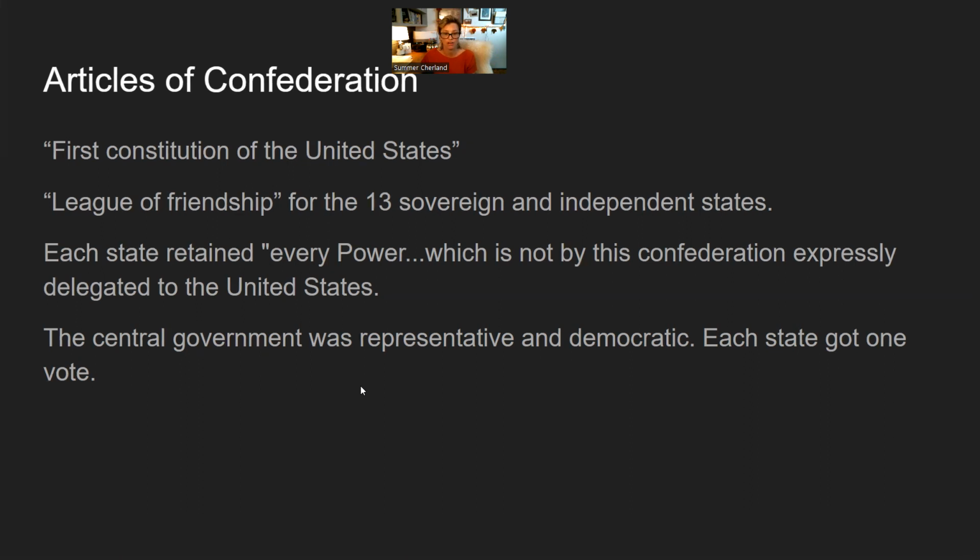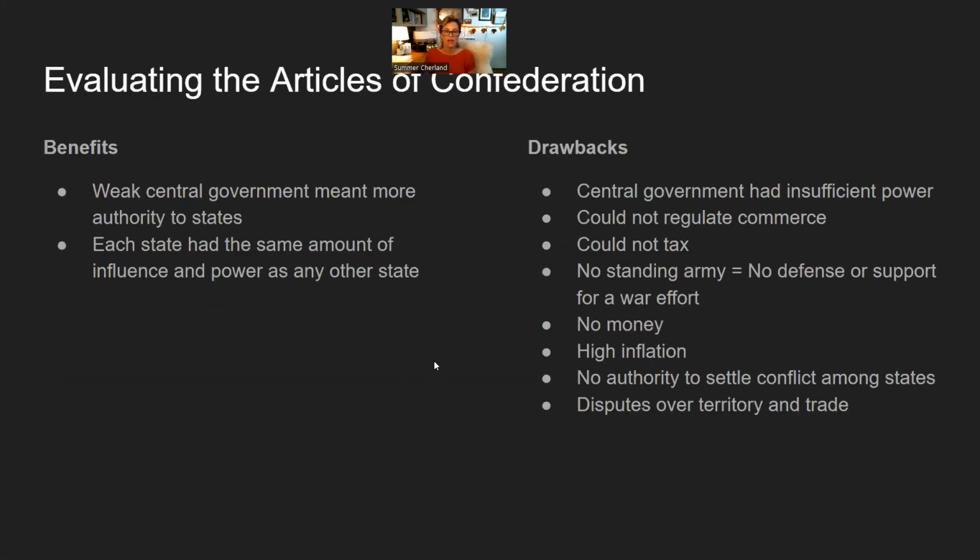Sounds pretty promising. Well, there's a couple benefits. We'll explore this in depth a little bit later, but generally speaking, the Articles of Confederation had some benefits and some drawbacks. The first benefit was a very weak central government, right? There's no central governing body. These are just 13 voters, basically. This means that the majority of the authority goes to the states. And another benefit was that each state was on the same equal footing as another state. So no state was more powerful than the other based on population or economic wealth.